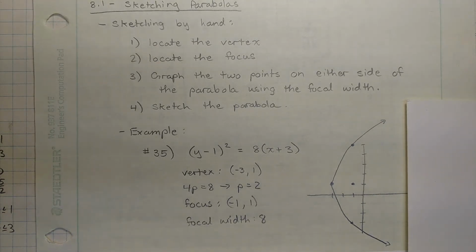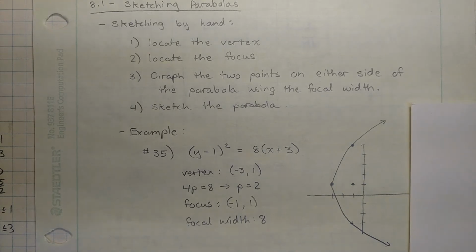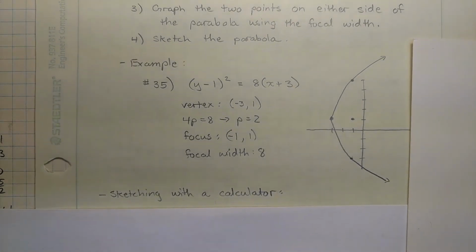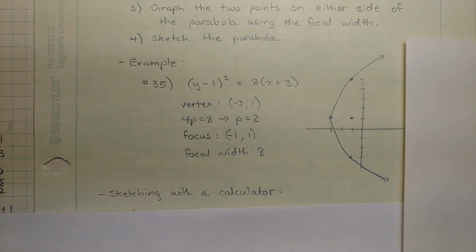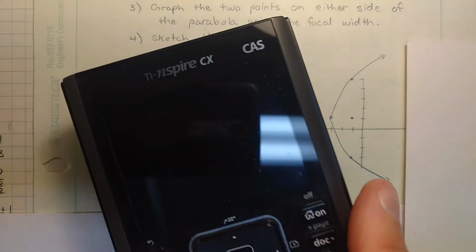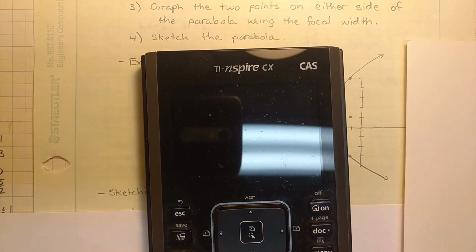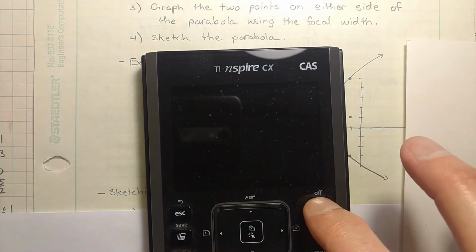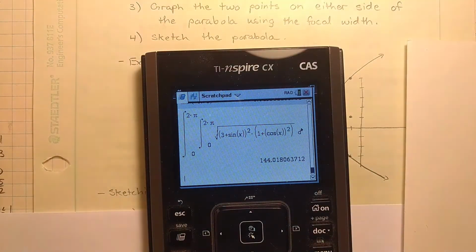Okay, now let's talk about graphing with a calculator. When we're graphing with a calculator, there's a couple different methods that we can do it. So one method is, if I put the calculator down here, and I think I need to turn off this light. There we go. That'll make it so we can see the calculator screen a little bit better.